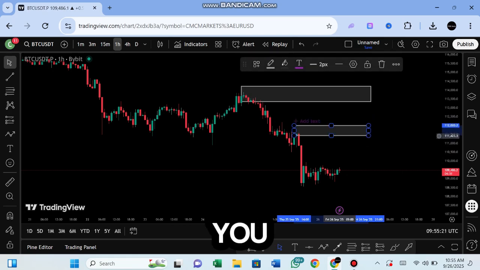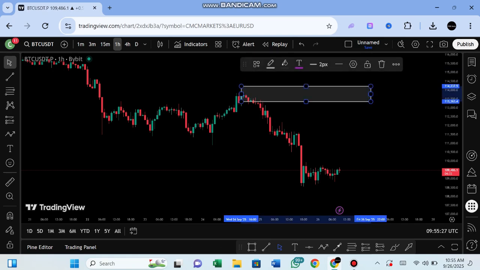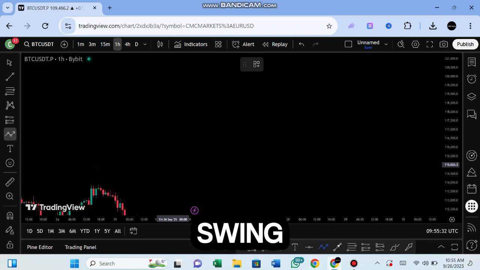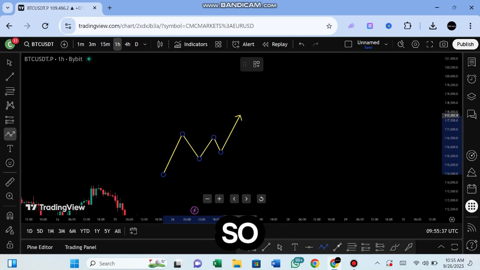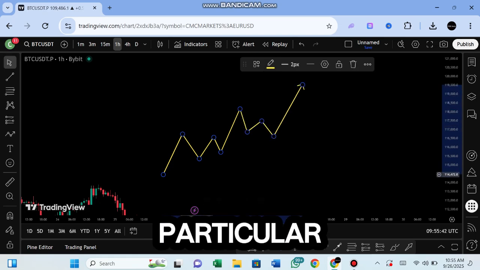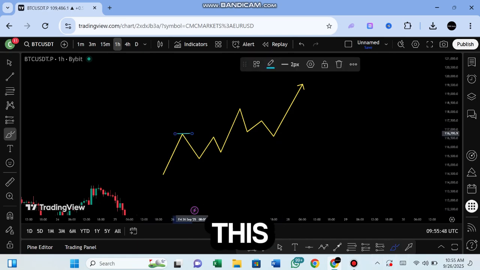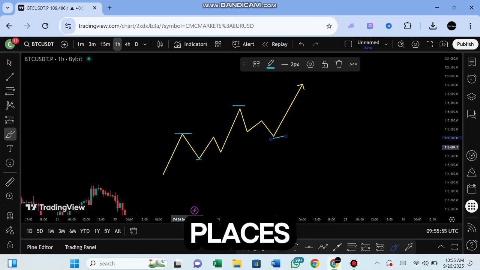So how can I spot a liquidity zone? It's very easy. You just have to spot those normal places in the chart where retail traders will often put their stop losses, for example, swing highs and swing lows. So if this is a bullish chart, we have something like this. At this region, your swing highs and your swing lows, liquidity rests at these particular places because these points have acted as previous support and resistance.